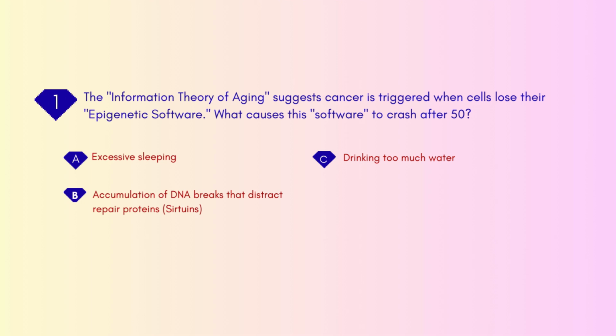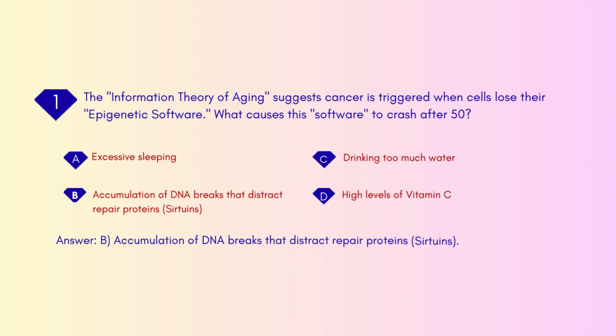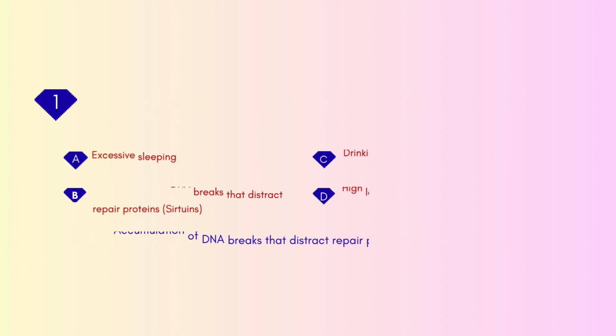C. Drinking too much water. D. High levels of vitamin C. Answer: B. Accumulation of DNA breaks that distract repair proteins, sirtuins.